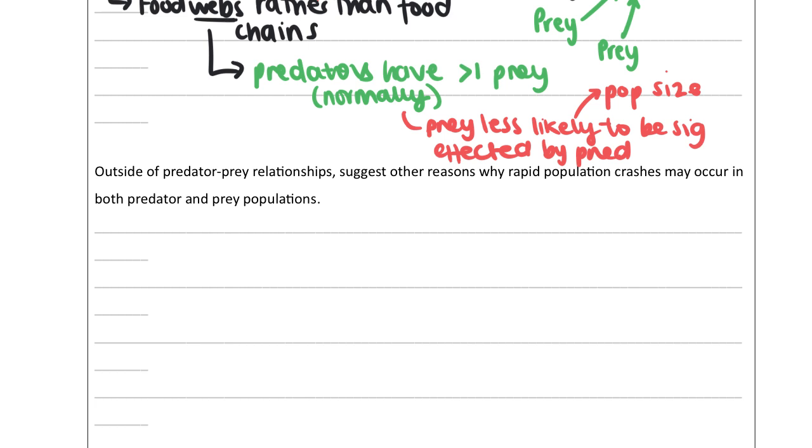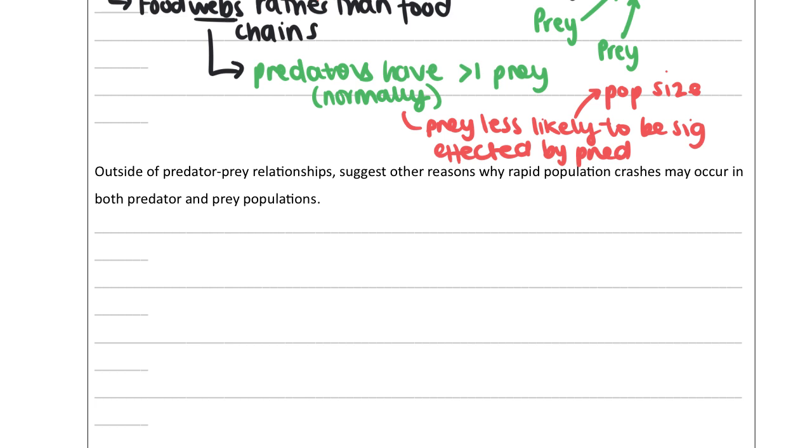But obviously, again, this is hypothetical. So yes, the predators are going to have lower numbers than the prey. The prey are going to be eaten by the predators. The predators have got lots of different prey organisms. But sometimes things happen that completely demolishes the populations of both predator and prey at the same time.